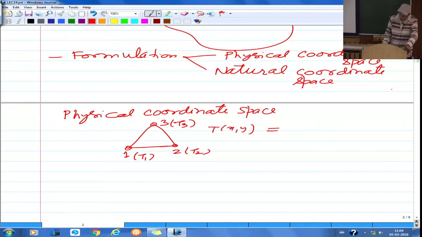Then you can assume as an approximate solution for T: a0 plus a1 x plus a2 y. This is what you can assume as an approximate solution within this three-noded triangular element, where T is your dependent variable and it is a function of two independent coordinates, that is x and y in this case.